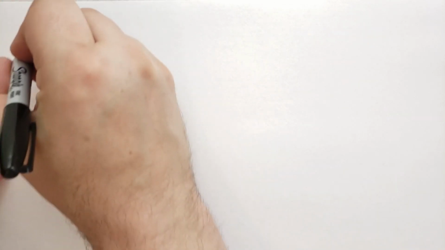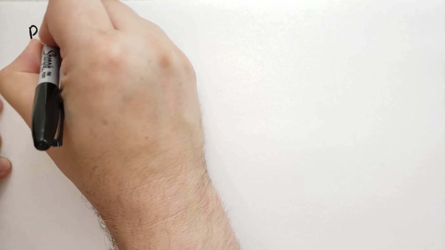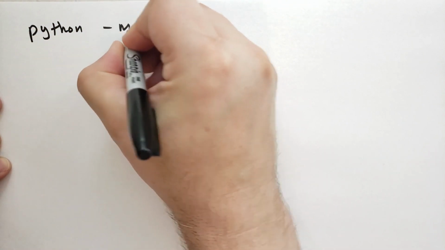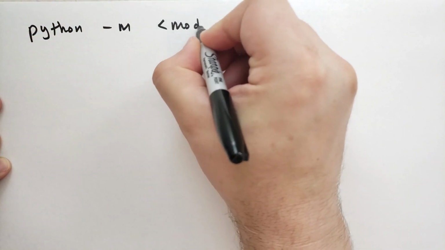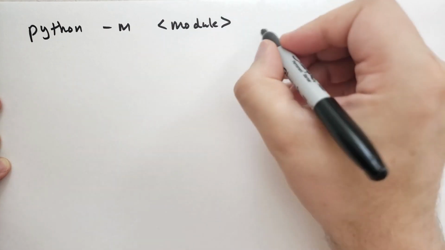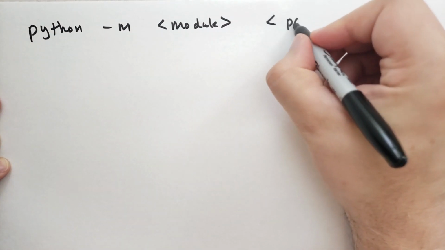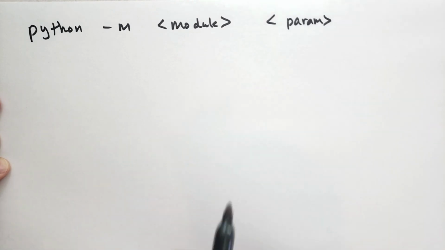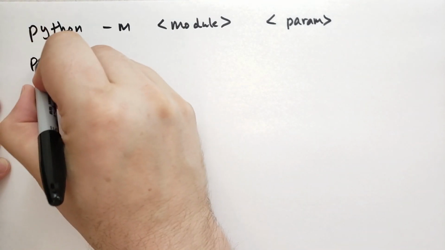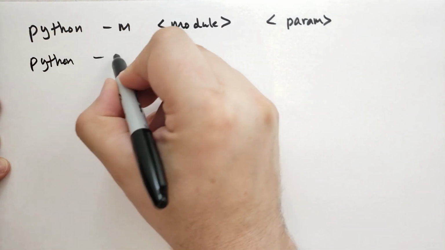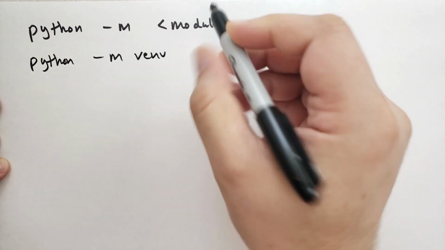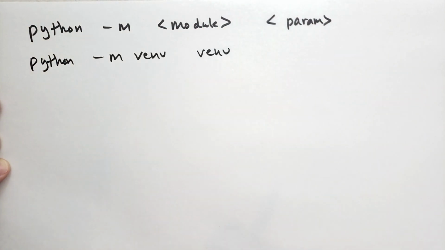Okay. Python allows you to run modules as scripts. So from the command line, I can say python -m, the module name, with any package if there is any. And then I can pass in some parameters to that script. Okay, so we've already done this with the venv module. We did python -m venv, and then we gave it a parameter, venv.